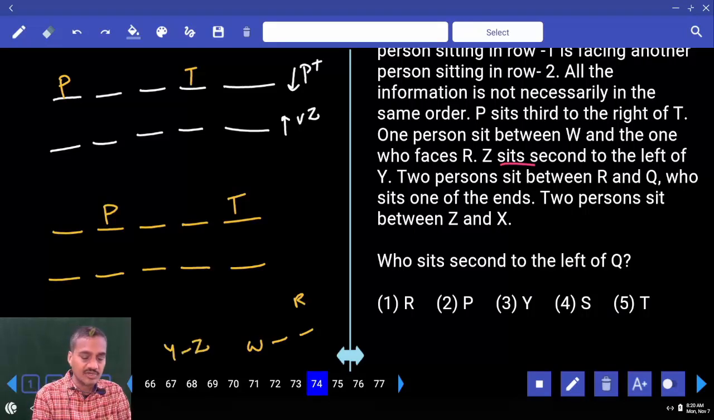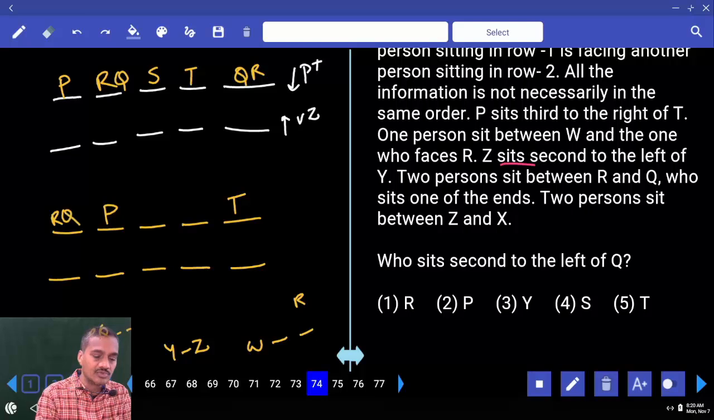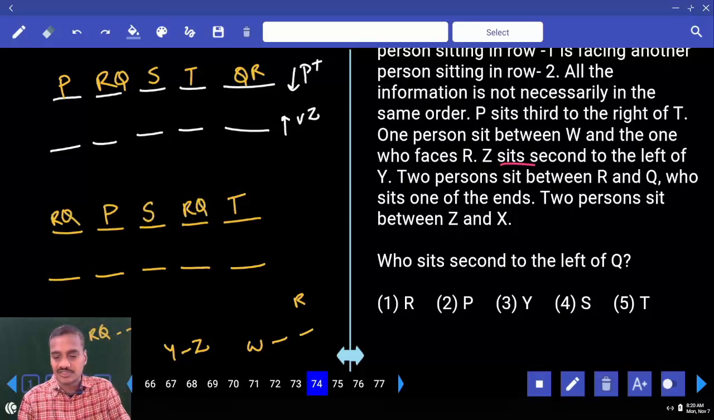In between R and Q, how many people are there? There must be exactly 2 people. If R is here, Q will be here. And together, P, Q. And next, who is the person left over here? S is the person, and S must be at this place. S is exactly at the center.